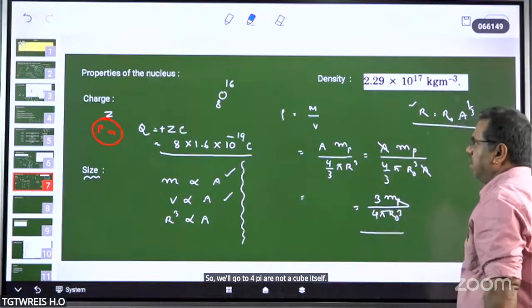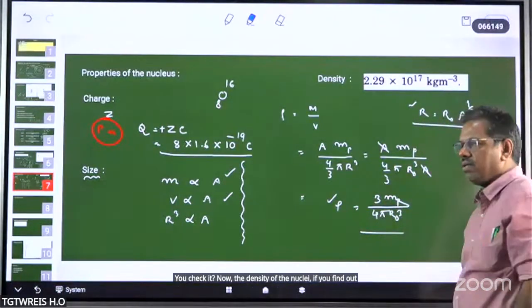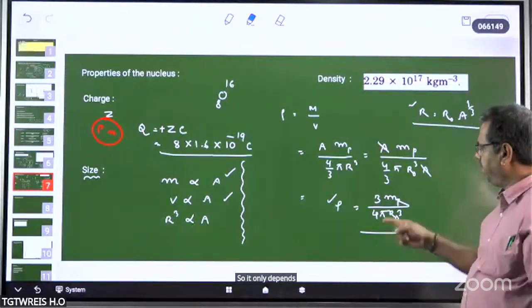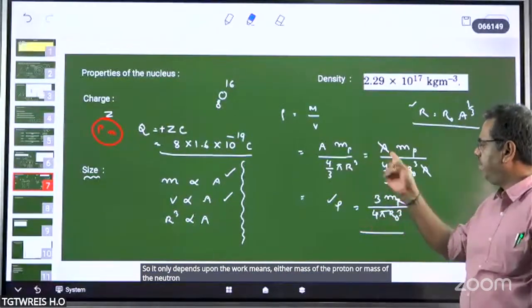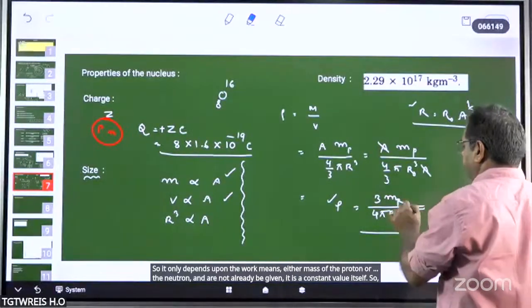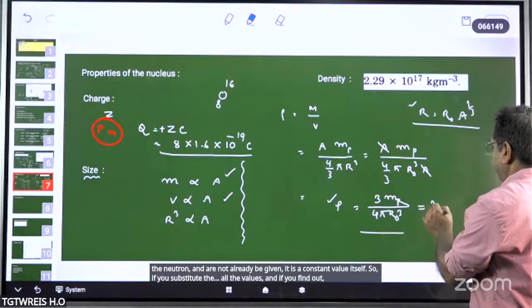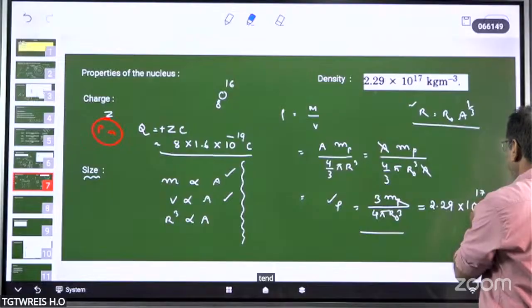You check it. Now the density of the nuclei, if you find out, is independent of the mass number. It only depends upon either the mass of the proton or the mass of the neutron. And R naught, as already given, is a constant value. So if you substitute all the values, you will get some 2.29 into 10 to the power of 17 kilogram per meter cube.